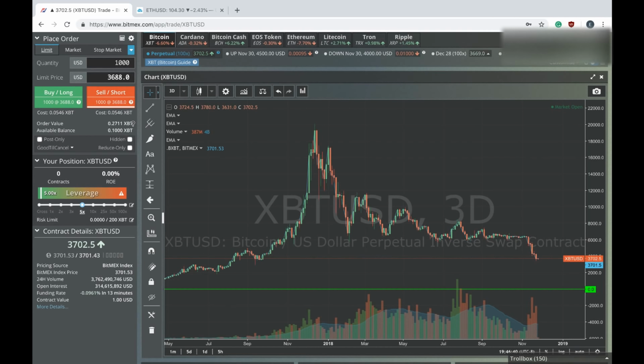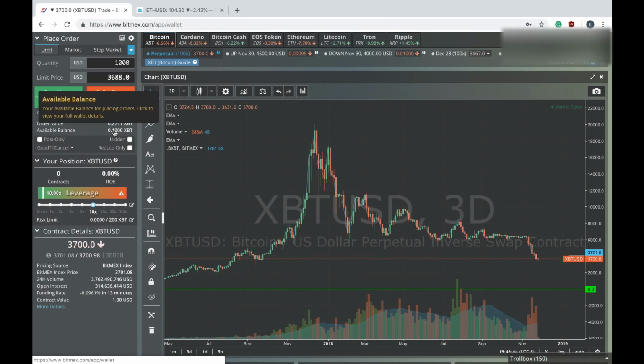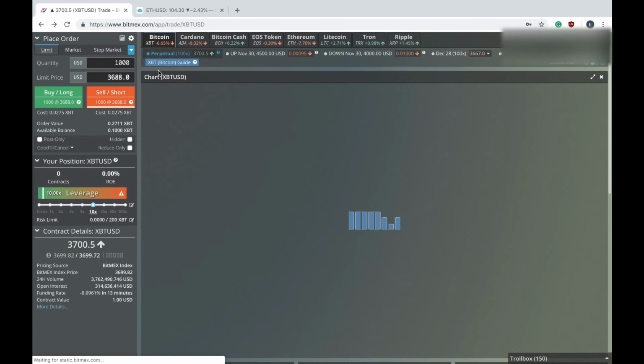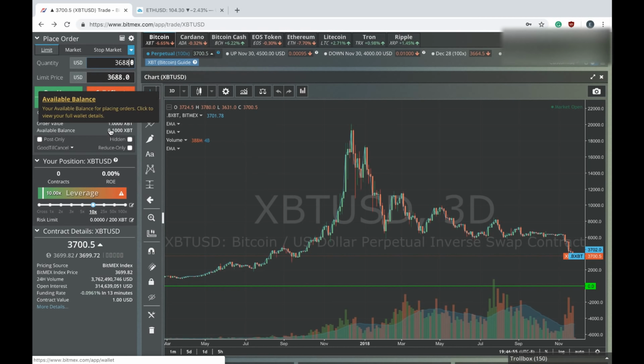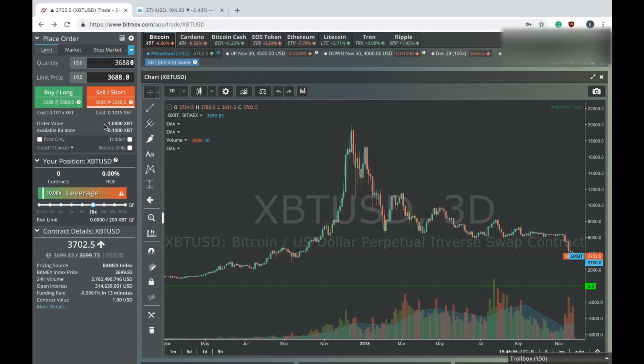So I put 0.1 Bitcoin in here. If I'm doing 10 times leverage, I can trade with up to 1 Bitcoin worth. See, the cost would be available balance 0.1. The order value of that would be 1 Bitcoin. And I guess the cost is slightly above because of some fees and whatnot.